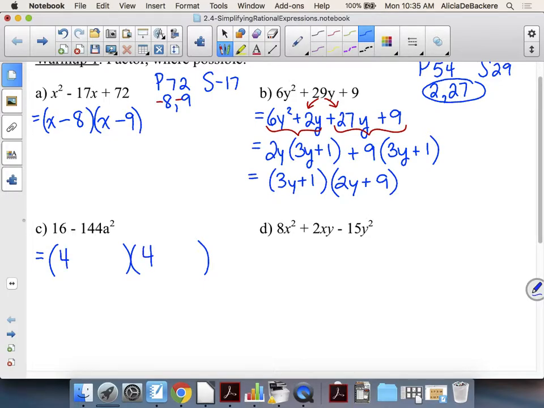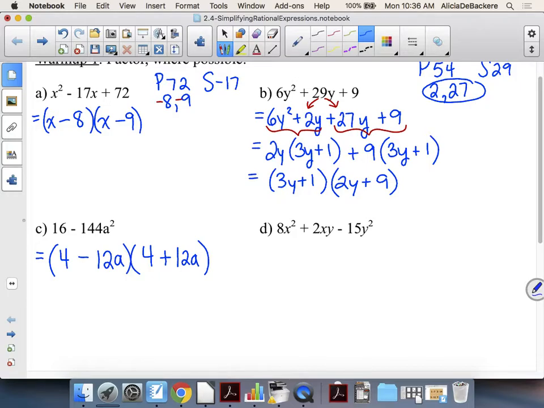I put that at the front of each bracket because it was first. And then the square root of 144 is 12. The square root of a squared is just a. So I put that square root at the end of each bracket. And then I should have 2 different brackets for difference of squares. One of them needs to be subtraction, and one of them needs to be addition. That way when I multiply it out, my 2 middle terms will cancel out, and I'll be left with a negative 144a squared.